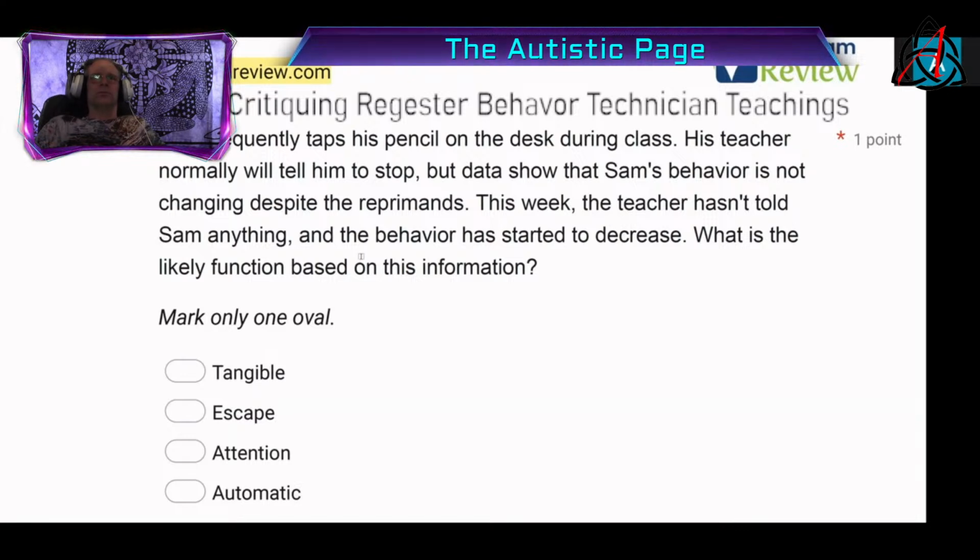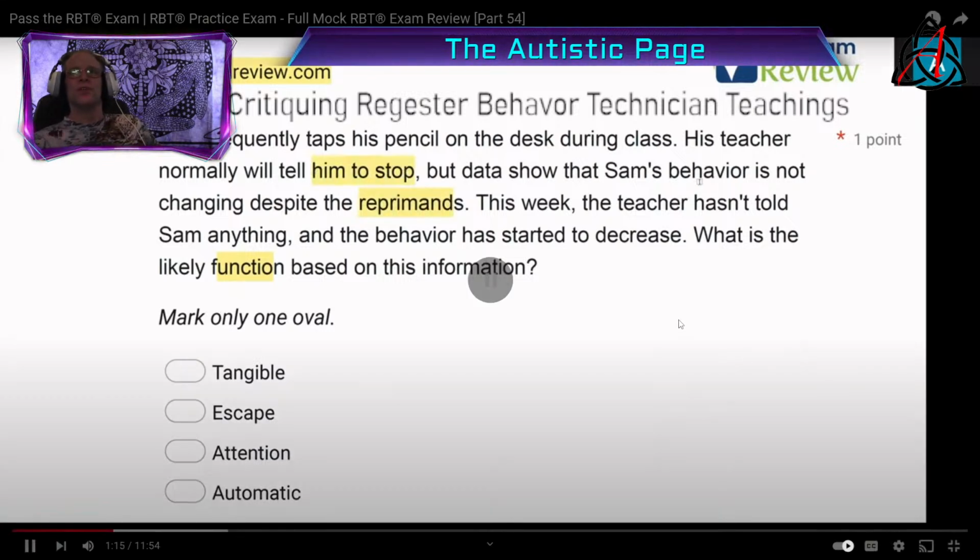Functions also help explain what is reinforcing or maintaining the behavior. Now, what do we know so far about Sam's behavior? Because we want to identify why that behavior is occurring. We know he taps his pencil during class. We know the teacher normally reprimands him by telling him to stop, but it has no effect. So we're not going to take into consideration the fact that he taps his pencil during class because he's stimming, and he needs that for emotional regulation and nervous regulation.